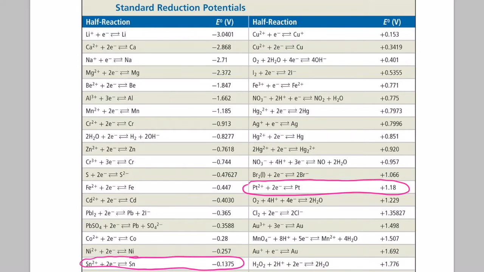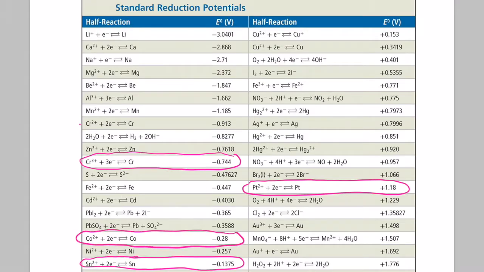So let's see what we find first. There's chromium 2 plus right there. That doesn't help me. Oh, here we go. Here's the chromium 3 plus gaining 3 electrons to become chromium. And that is a negative 0.744 volts. And my cobalt 2 plus gaining 2 electrons to become cobalt. Let's see if we can find that. Here we go.